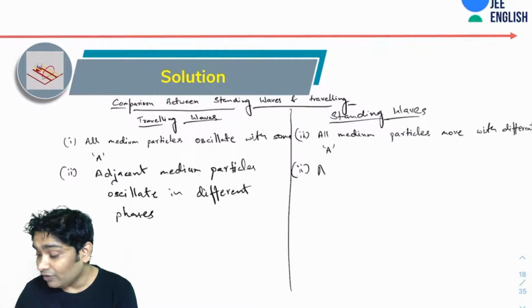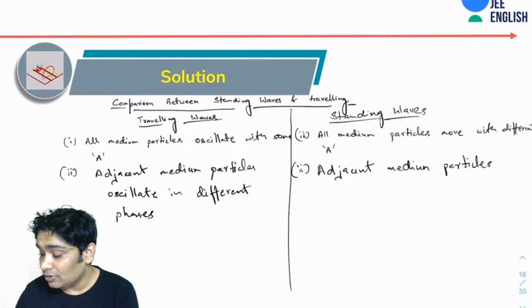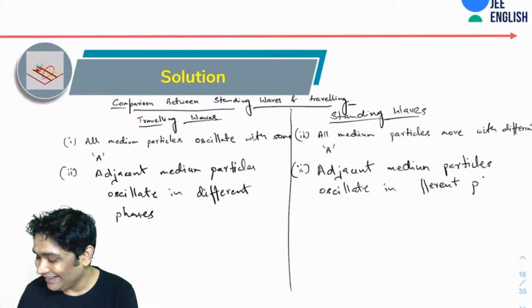Alright. Here obviously adjacent medium particles oscillate in different phases. In the same phase. So every point in one loop was oscillating in the same phase.